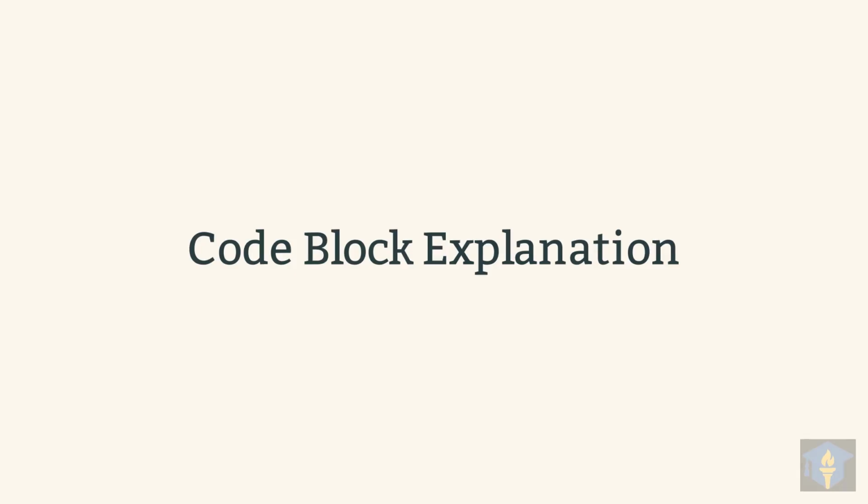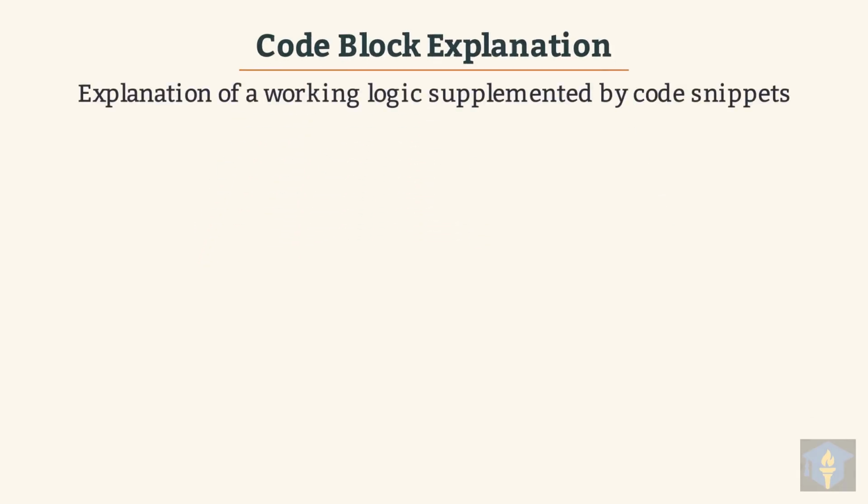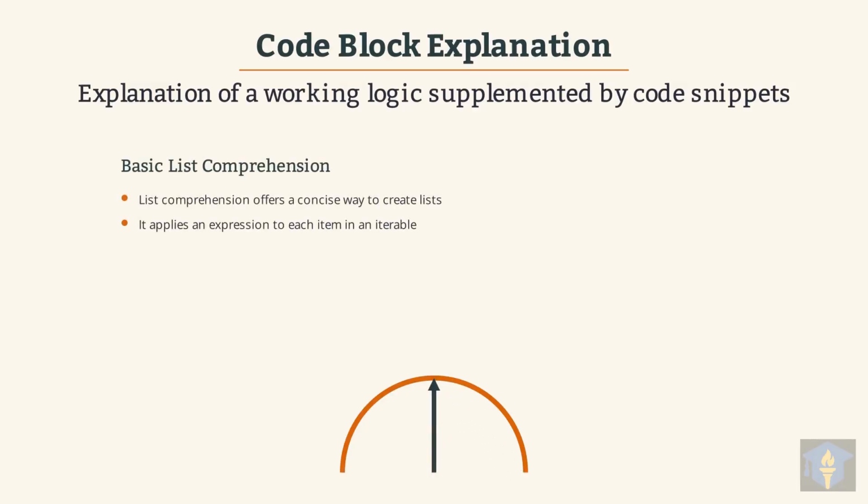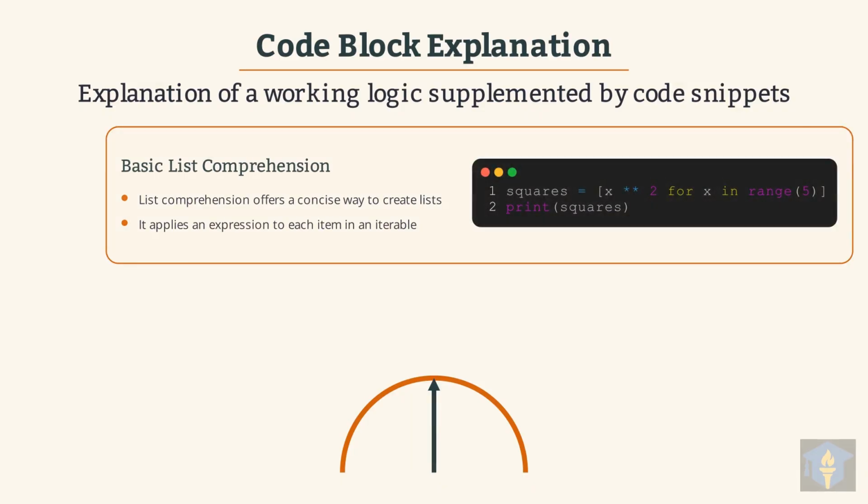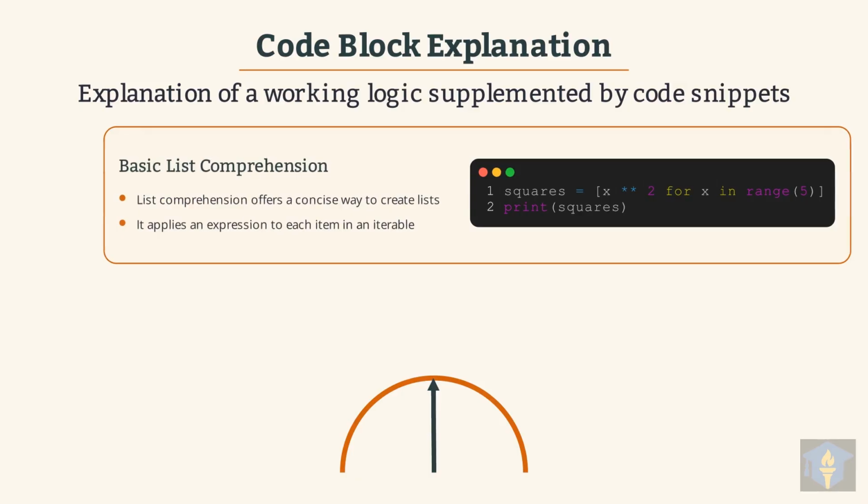To understand more advanced looping techniques, we'll explain the underlying logic of these techniques with supporting code snippets for better clarity. Here, we introduce basic list comprehension, a very Pythonic way to create lists efficiently. List comprehension provides a concise syntax for creating lists by applying an expression to each item in an iterable.